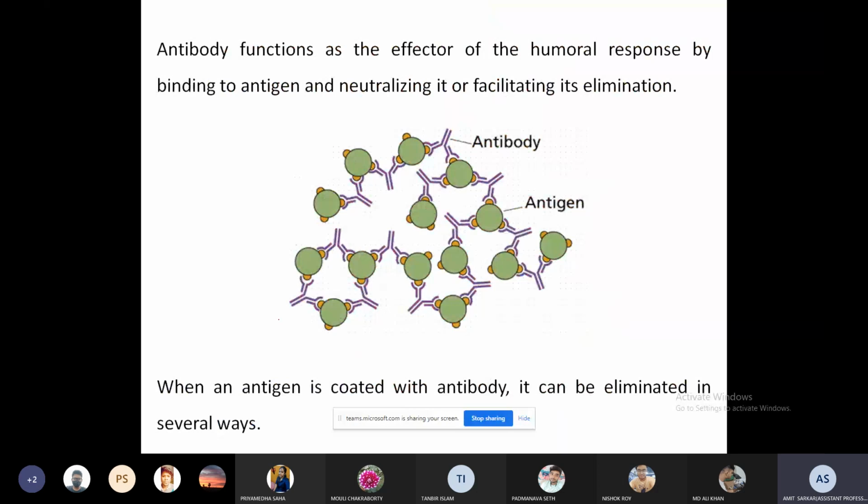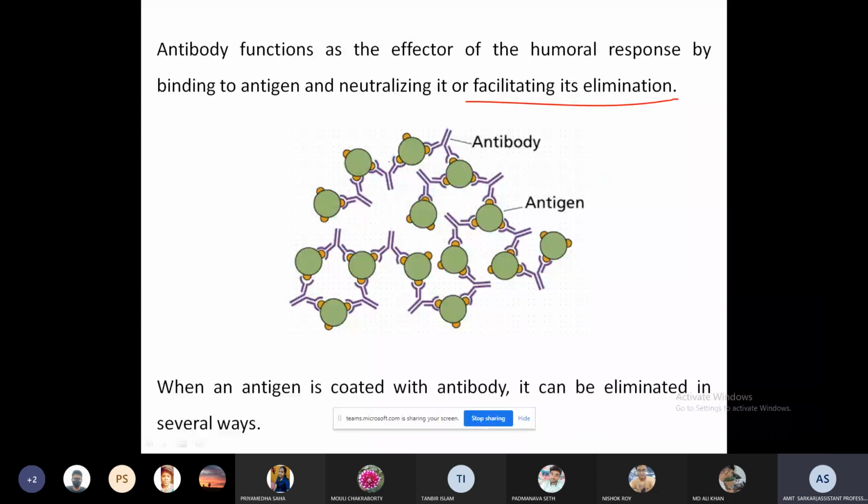Antibody, as maybe I mentioned once before, is not anything that kills or destroys the microorganism. Antibody is only facilitating the destruction. It functions as an effector of the humoral response by binding to the antigen and neutralizing it or facilitating its elimination. Most of the time, it only facilitates its elimination. That means helping its elimination, not actually eliminating it.